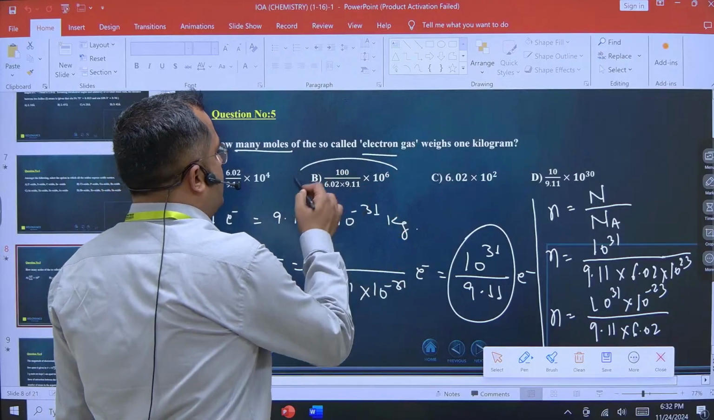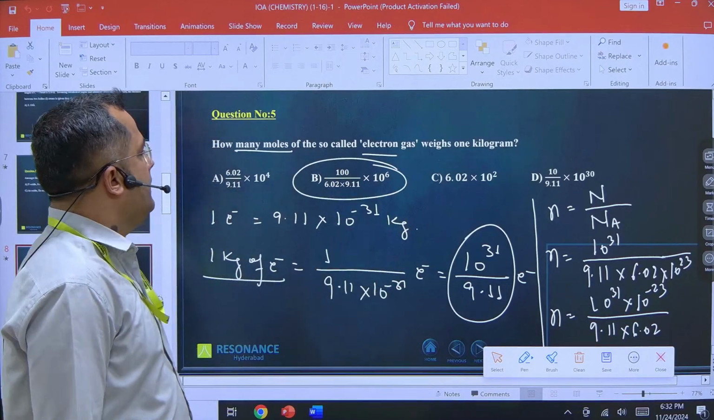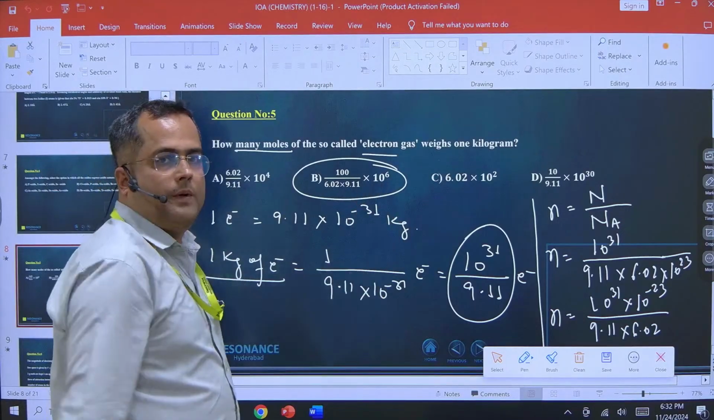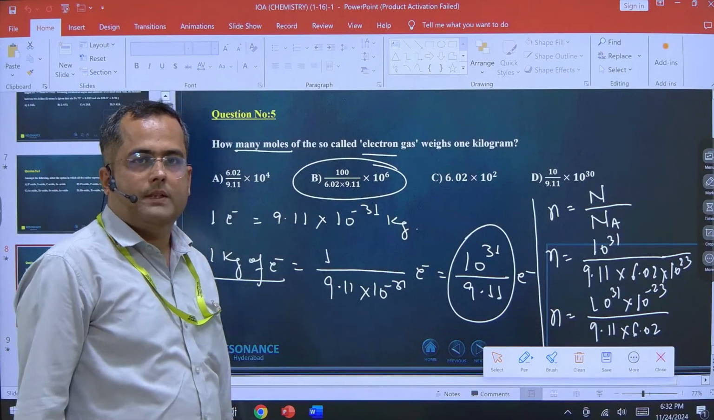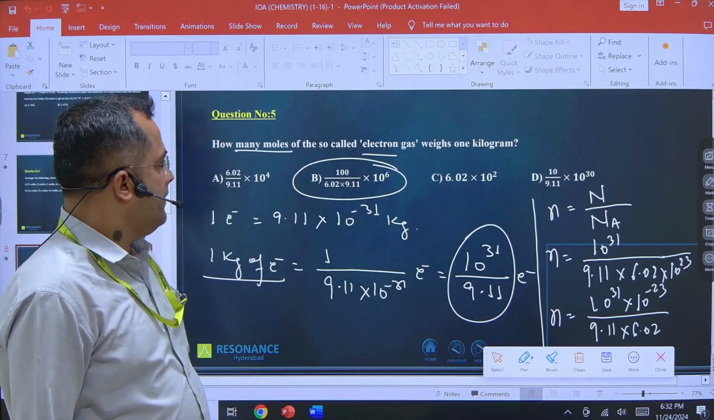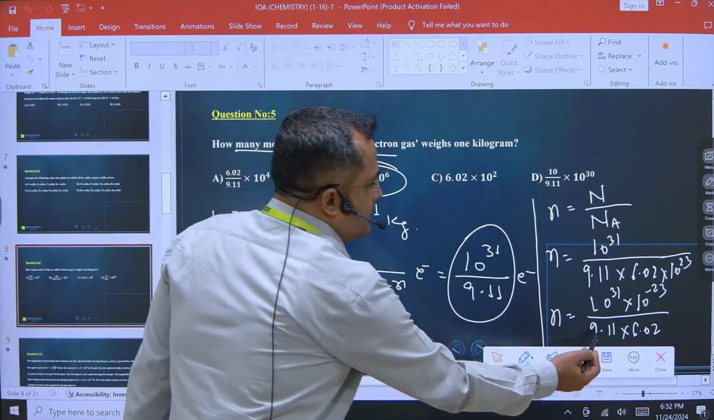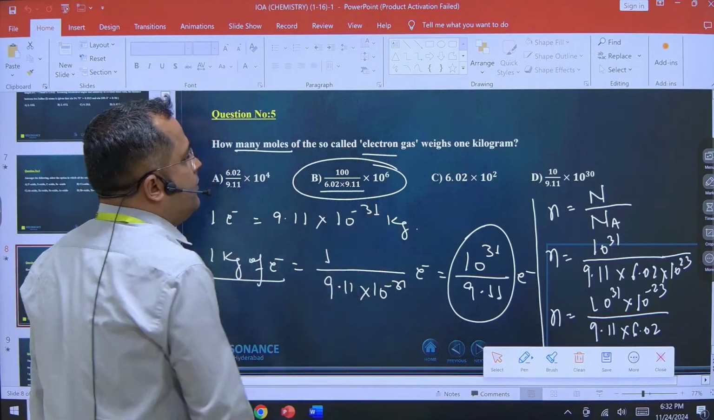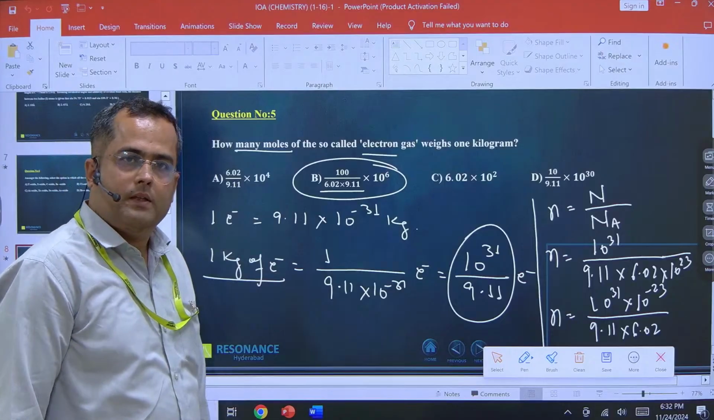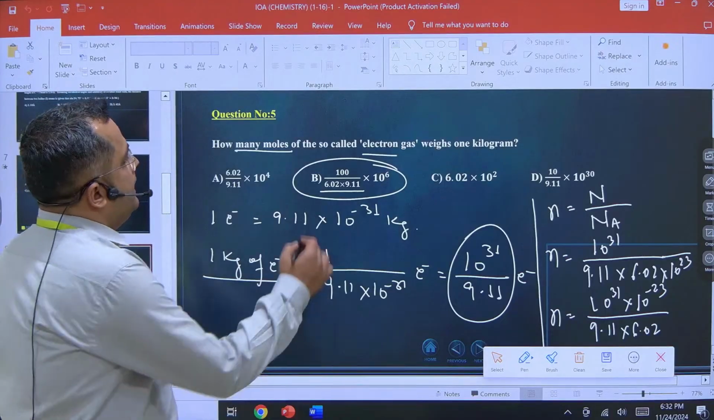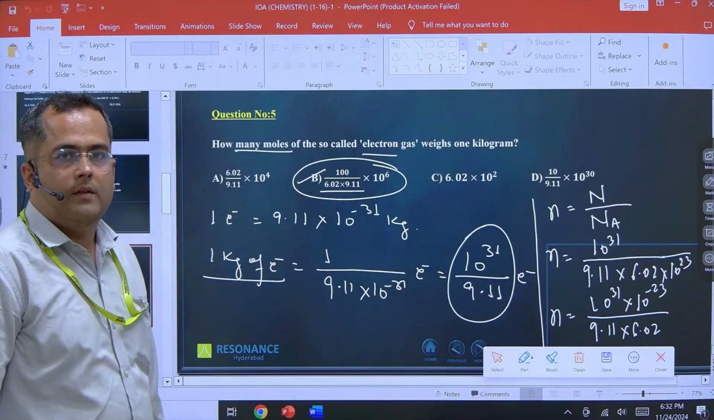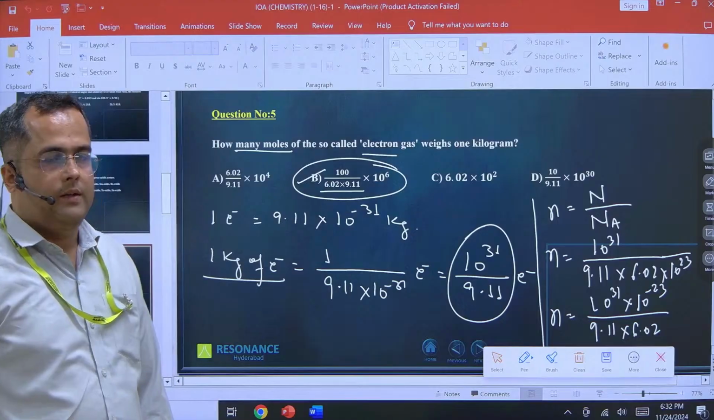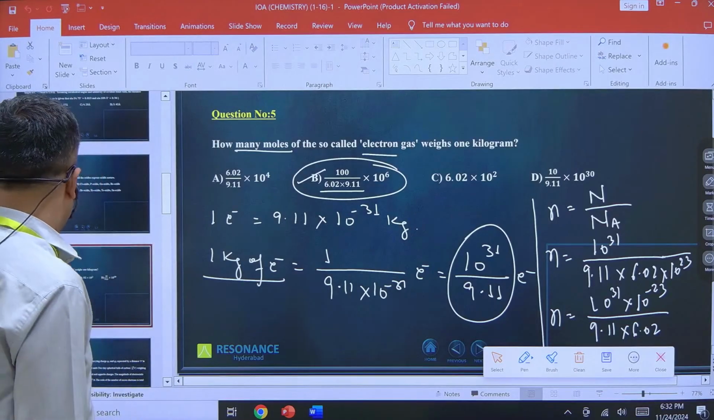But we can see in option B, 10 to the power 8, they have written 100 into 10 to the power 6, which is equivalent to 10 to the power 8. And in the denominator, we can see 9.11 into 6.02. Here we can see 6.022 into 9.11 is also there. So from my side, option B is the correct answer. This has come in JEE examination also. Okay, so let us move to another question.